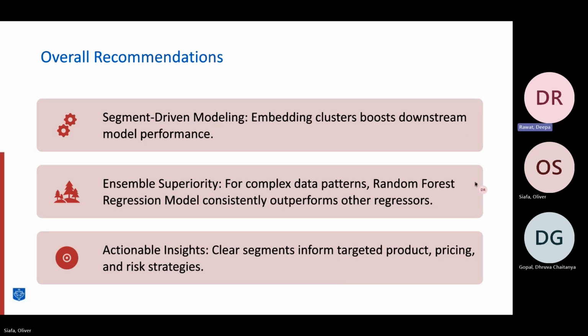But the overall recommendation for the project is, Oliver, you want to talk about this? Yeah, so one thing we recommend is to implement segment-driven modeling, and that means we embed clusters to boost downstream model performance. What I mean is we use customer groups to help make our models work better. So we implement clustering and we implement that into our other modeling we do for our data set. Okay, and as covered, for complex data patterns, random forest regression model consistently outperforms other regressors.